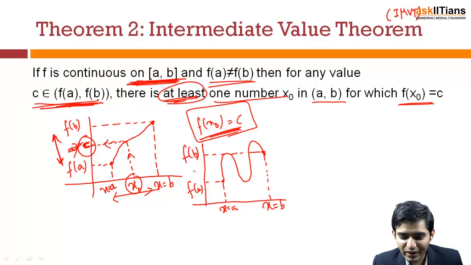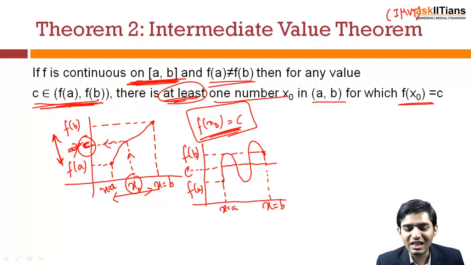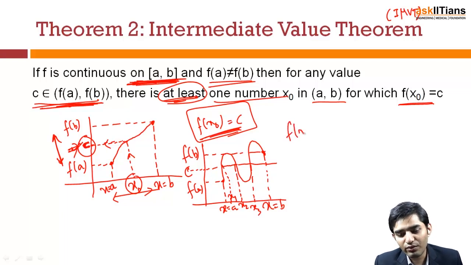So in this case, if I take any one value c here, then for this c, how many x will exist between a and b? One will be here, suppose x1, one will be this point, suppose x2, one will be this point which is x3, right? So there will be three values of x. So f of x1 will also be c, f of x2 will also be c, and f of x3 will also be c.